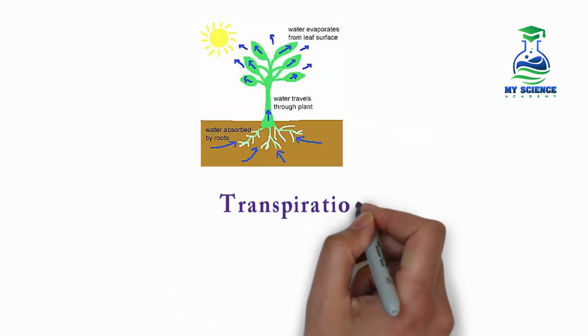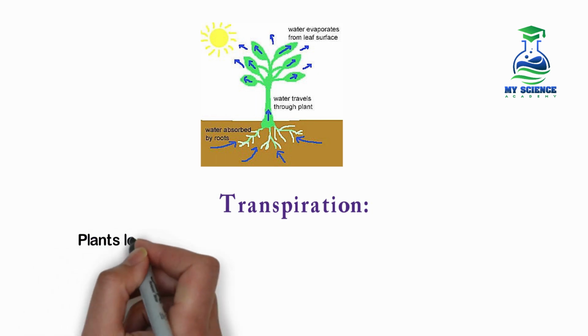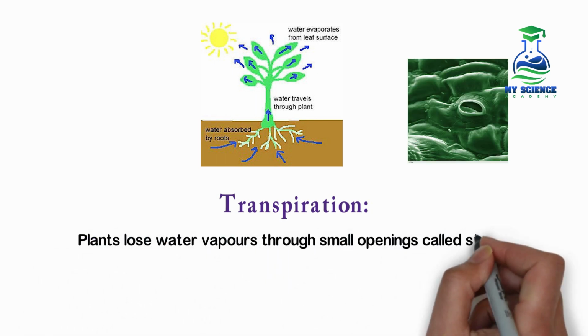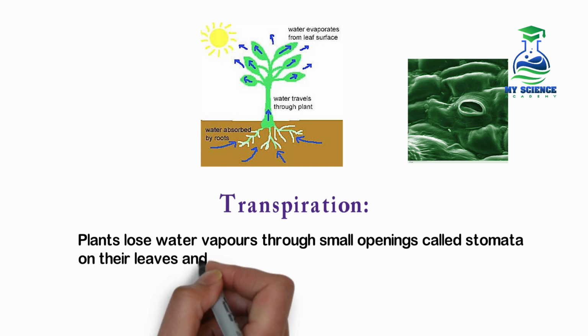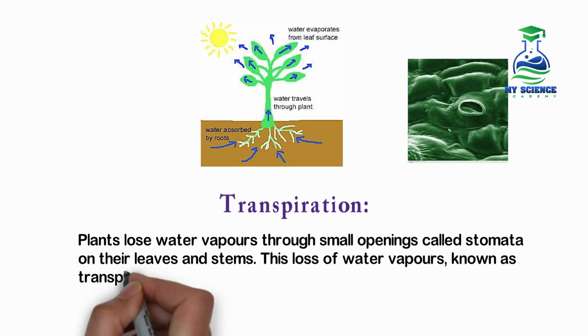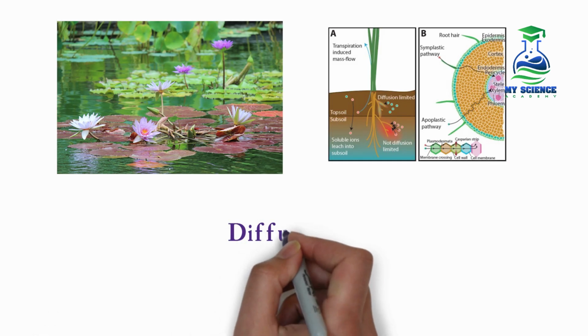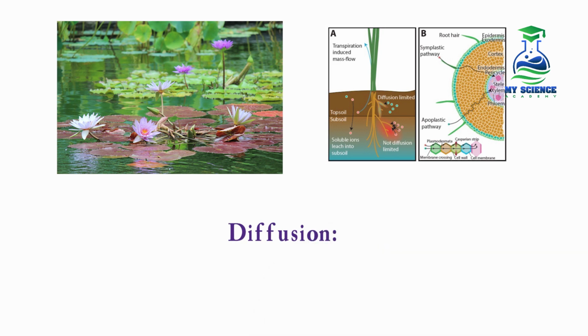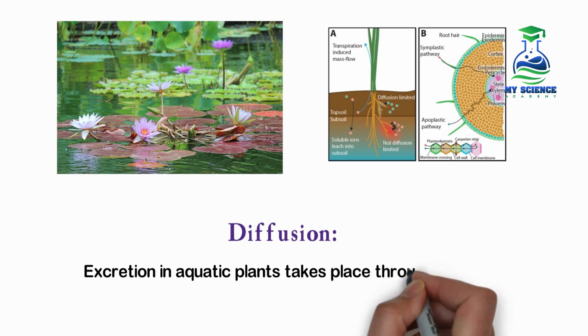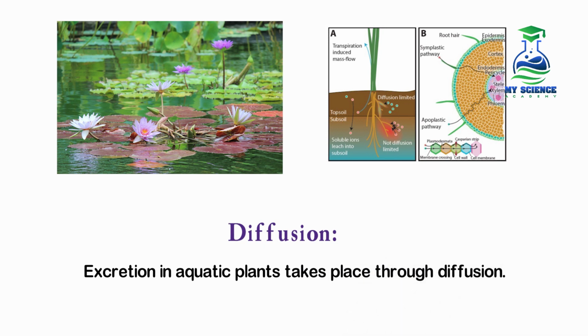Then there is another process called transpiration. Plants lose water vapors through small openings called stomata on their leaves and stem. This loss of water vapors is known as transpiration. There is another way, diffusion. Excretion in the aquatic plants takes place through the process of diffusion.